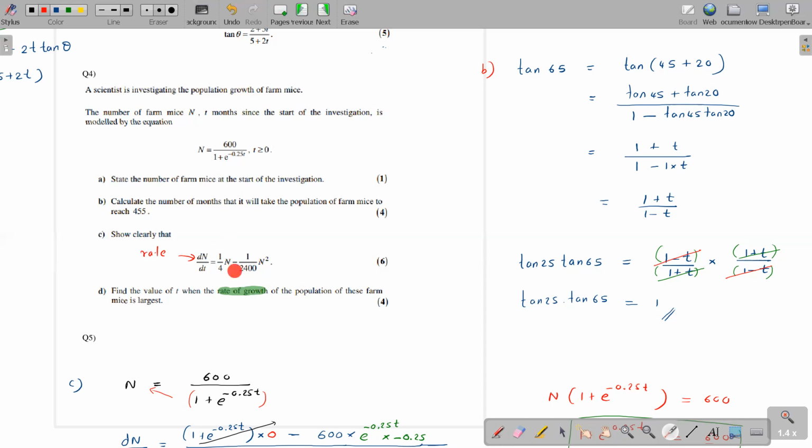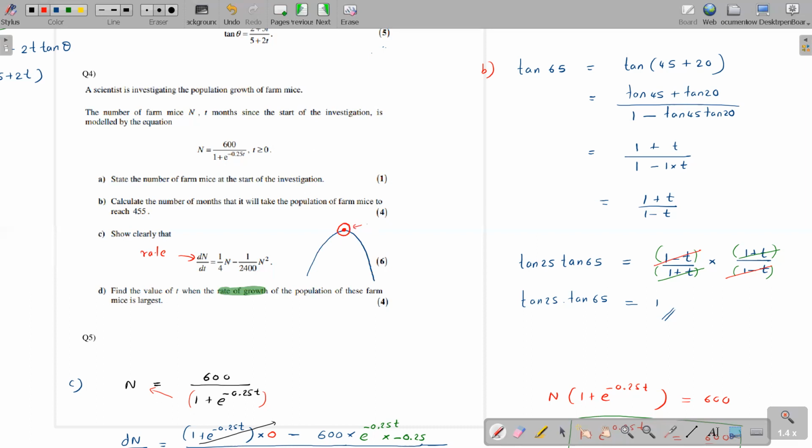Negative gradient. Maximum. Quadratic maximum. So your dn by dt, your rate, follows a quadratic maximum graph. The rate of growth of mice follows a quadratic maximum graph, which means it looks like a graph like this. Your dn by dt graph looks like this. So they want the highest dn by dt value, which means this highest value, the maximum.